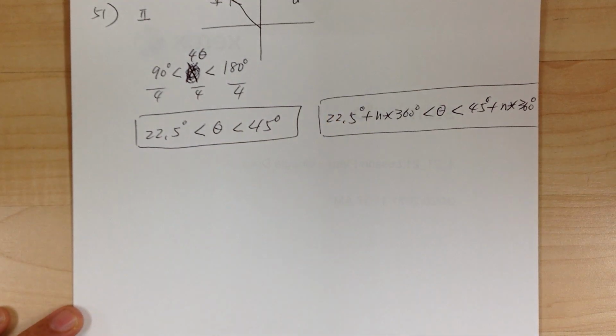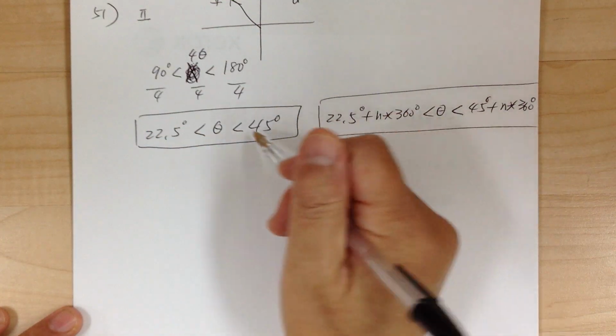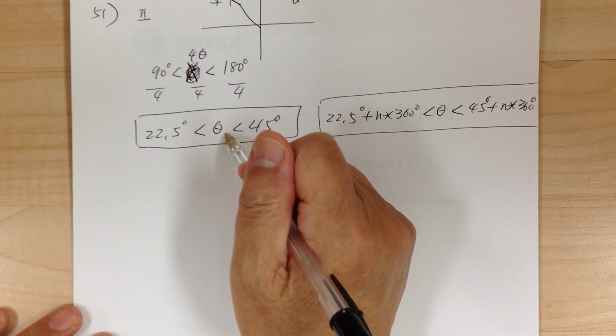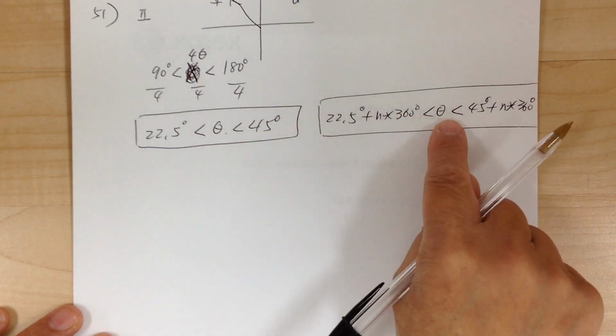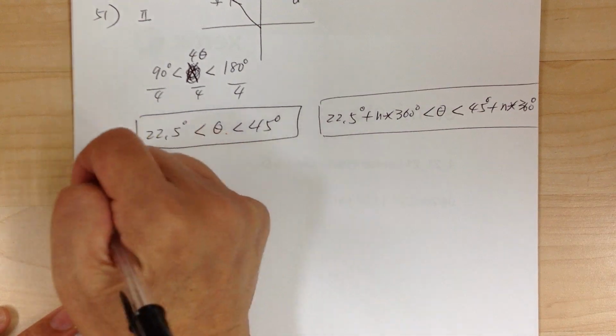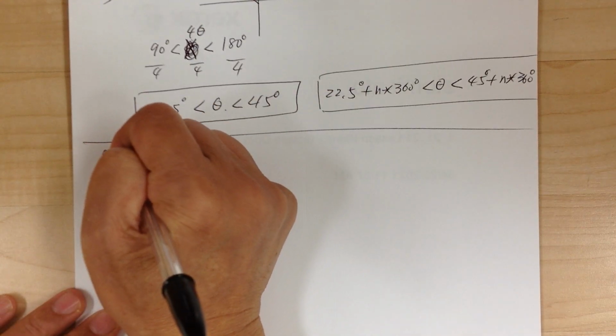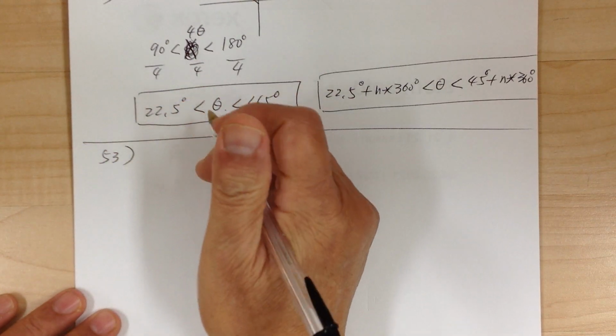Because it didn't say you have to get all of them. It just says find, which means find a first quadrant angle. So we found one, so that's good enough. If it says find all, then you have to use that. Just to make that clear.